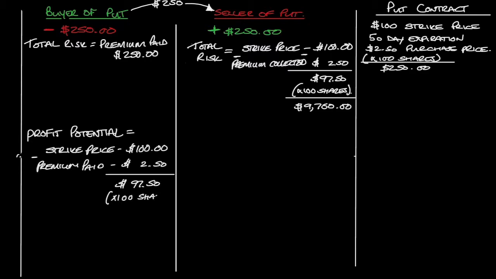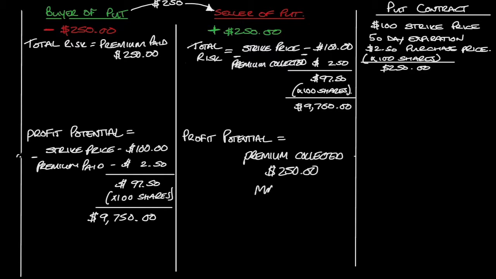Now, let's examine the profit potential of both parties. The buyer of a put option has a potentially significant profit opportunity, as a put option allows them to profit from a decline in the underlying asset's price. In this example, the strike price is $100, but it costs $2.50 to purchase the contract, so the break-even would be $97.50. When multiplied by 100 shares, the profit potential is $9,750. The profit potential for the seller of the put is the premium collected when the contract was sold, which in this example is $250.